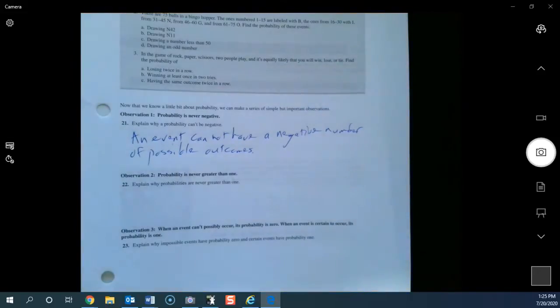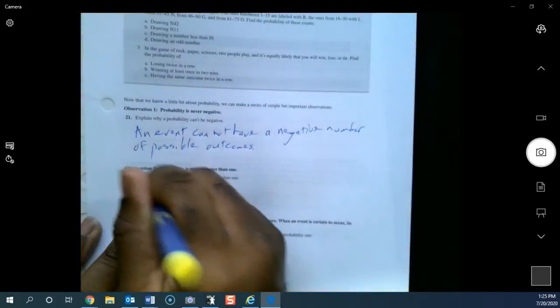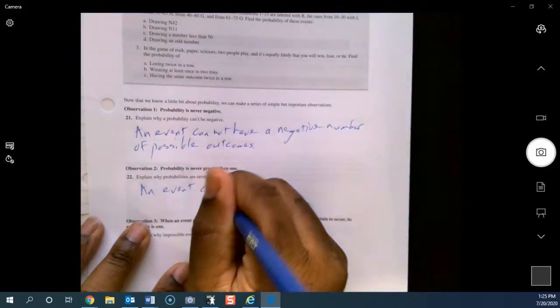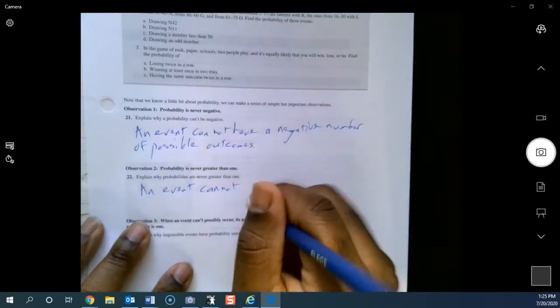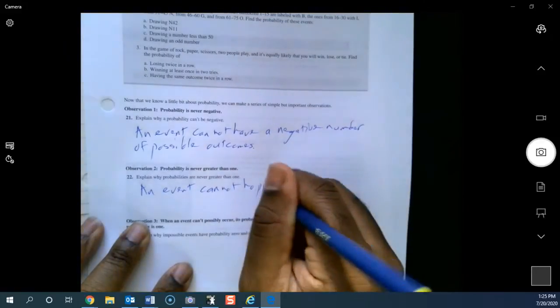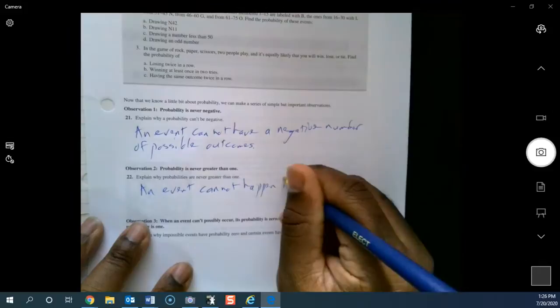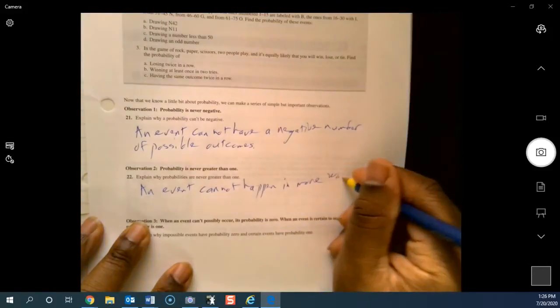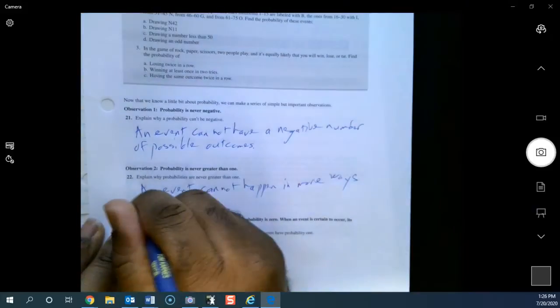So 22, it says, explain why probabilities are never greater than 1. An event cannot happen in more ways than total possibilities.